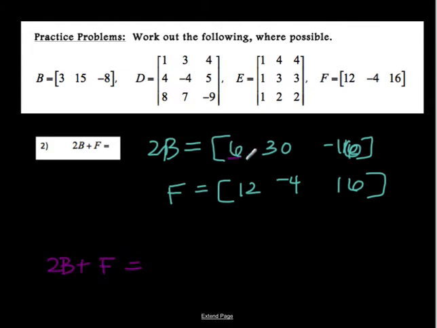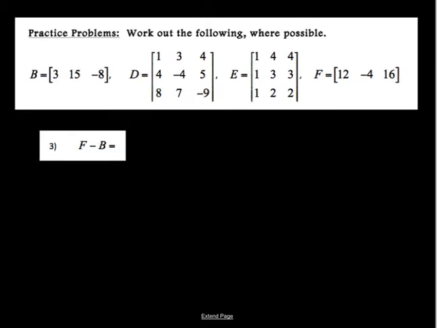So my final answer will be 6 plus 12 is 18. 30 plus negative 4 is 26, and negative 16 plus 16 is 0. There it is. There is my final answer. Example 3, it's F minus B. Okay, so I'm just going to write this one out. F is 12, negative 4, 16, minus B, 3, 15, negative 8. Okay, the subtraction can get a little tricky, so just be careful.